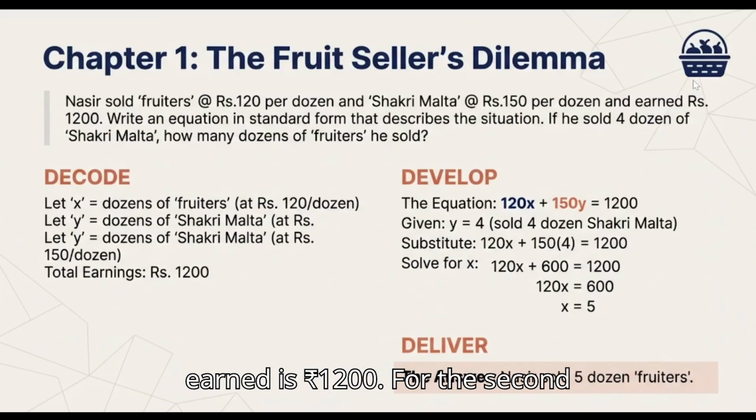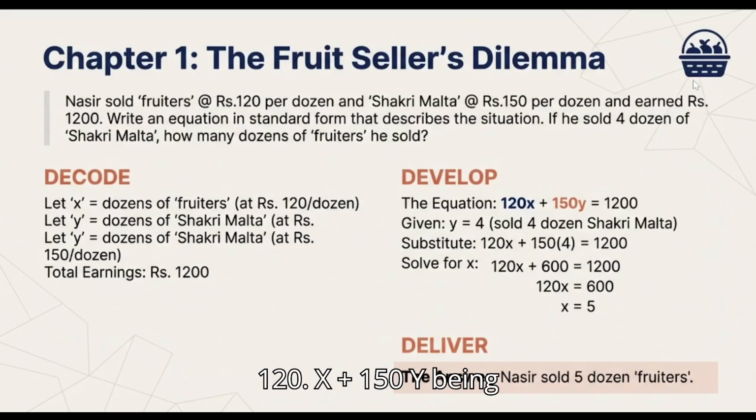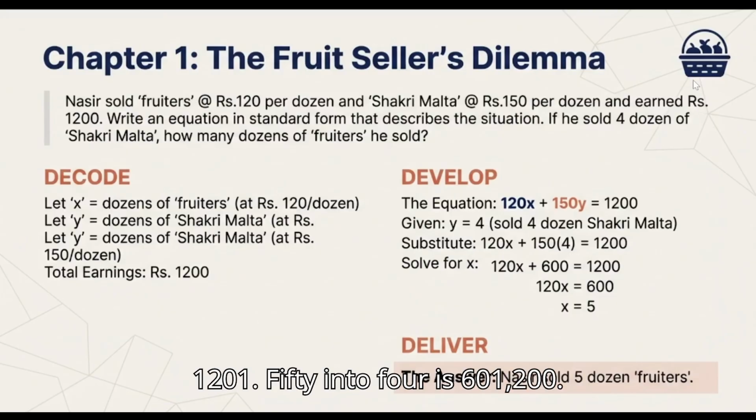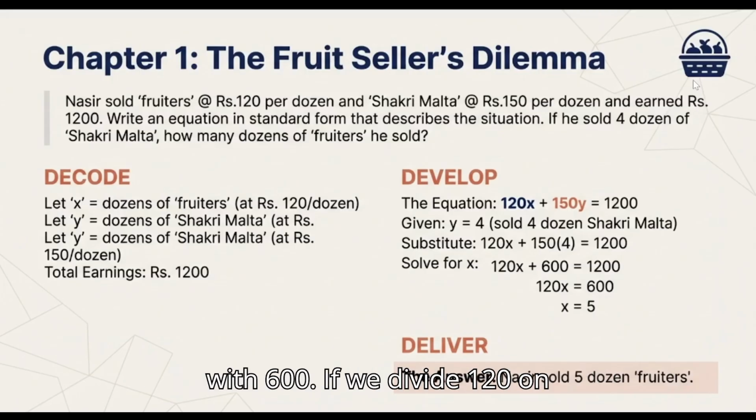For the second part, if he sold 4 dozens of Shakri Malta, how many dozens of fruiters did he sell? The equation that we developed right now is 120x plus 150y being equal to 1200. Given in the second part, the value of y is 4, we substitute 4 into the equation. That means 120x plus 150 into 4 is equal to 1200. 150 into 4 is 600 and 1200 gets subtracted with 600. That leaves us with 600.